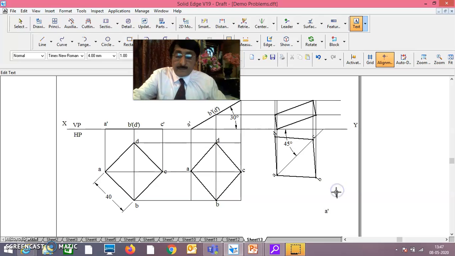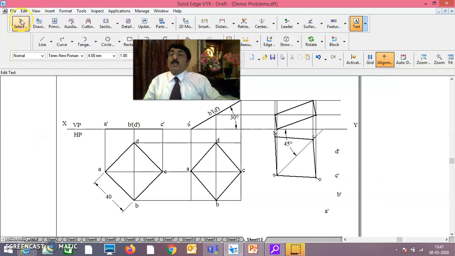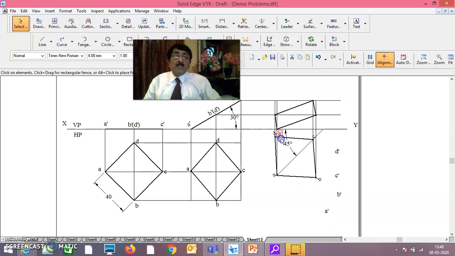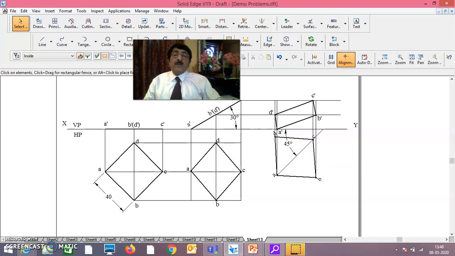A dash, B dash, C dash, D dash also. Do all this and push it to the respective corners. Now, this is A dash, this is B dash, this is C dash, this is D dash. In that way, you have completed this problem.